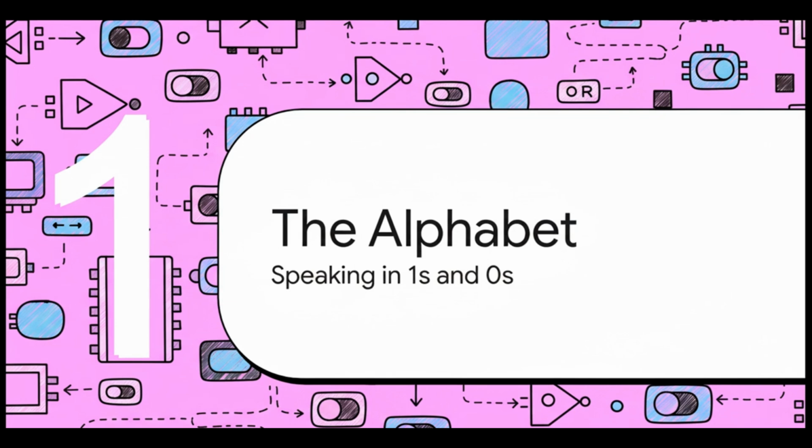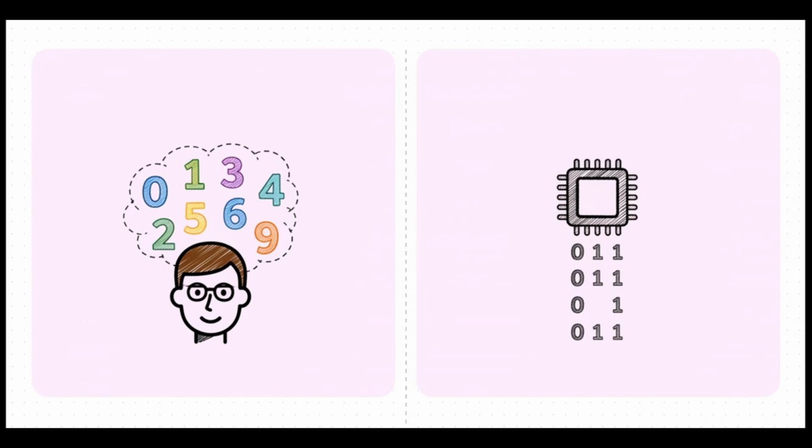Now, this simple on-off language has a proper name. It's the alphabet for every digital device out there, and it's called binary. It's all about speaking in ones and zeros. You and I, we live in what's called a decimal world. We use 10 different symbols, 0 through 9, to write down any number we can think of. Computers, though, they keep things way, way simpler. They only use two symbols, a 0 and a 1.